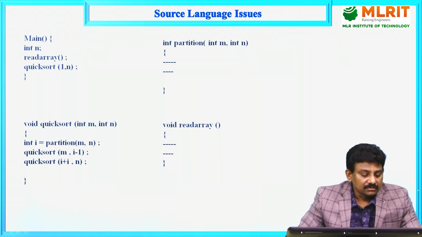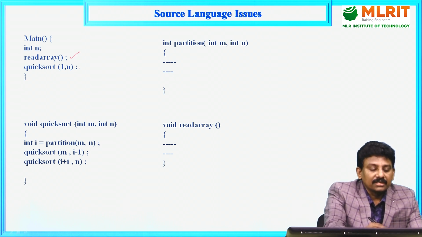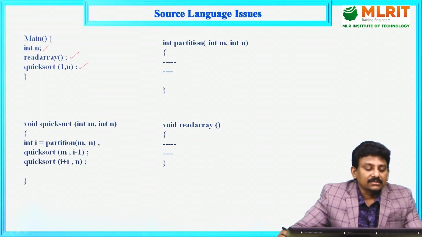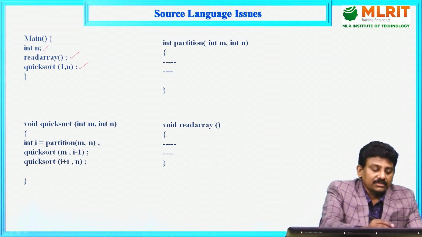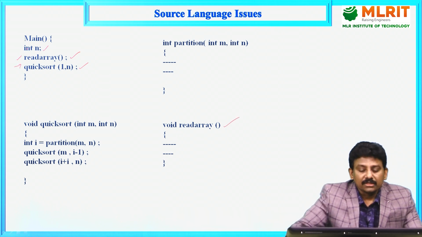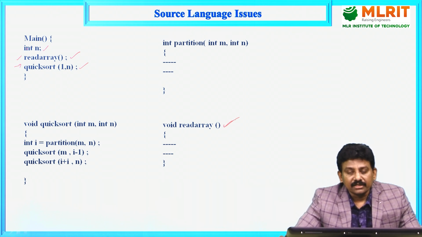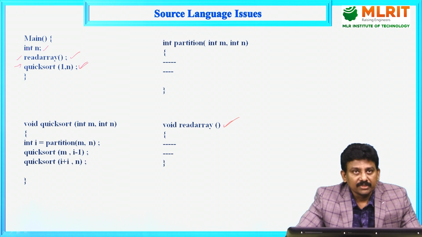In this example of quicksort, this is not the complete quicksort program, it is a snippet of it. The main program has two functions, read array and quicksort, along with some declaration, integer n. During execution, the read array function will be called first, so the execution will be stopped and control goes to the read array function. There the read array function will be executed for reading the array of elements. After that, control comes back and executes quicksort with elements 1, n.